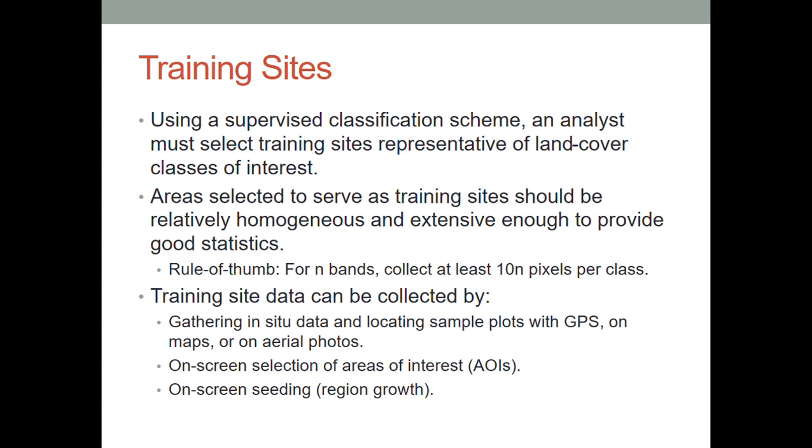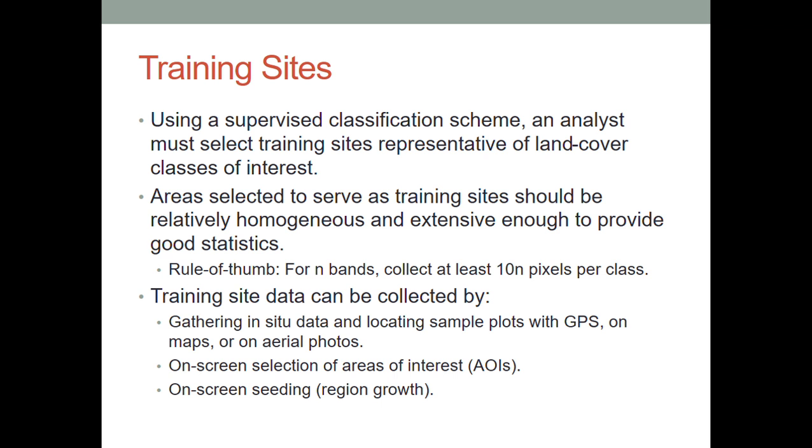So let's say you do the training sites for the forest. It is okay to take a small chunk, a small part of the image, for the training site. But if possible, make the number of sites as many as possible and evenly distributed. Training site data can be collected by gathering in situ data or locating some sample plots with GPS on maps and photos.